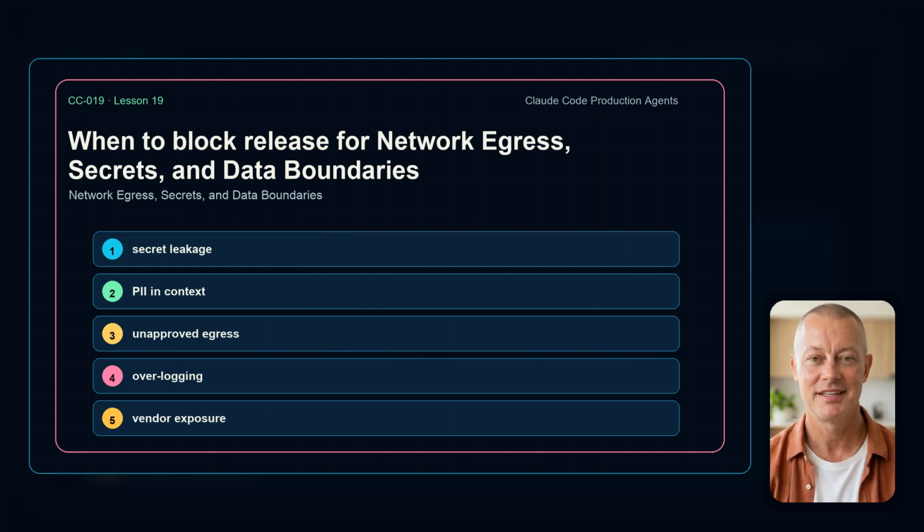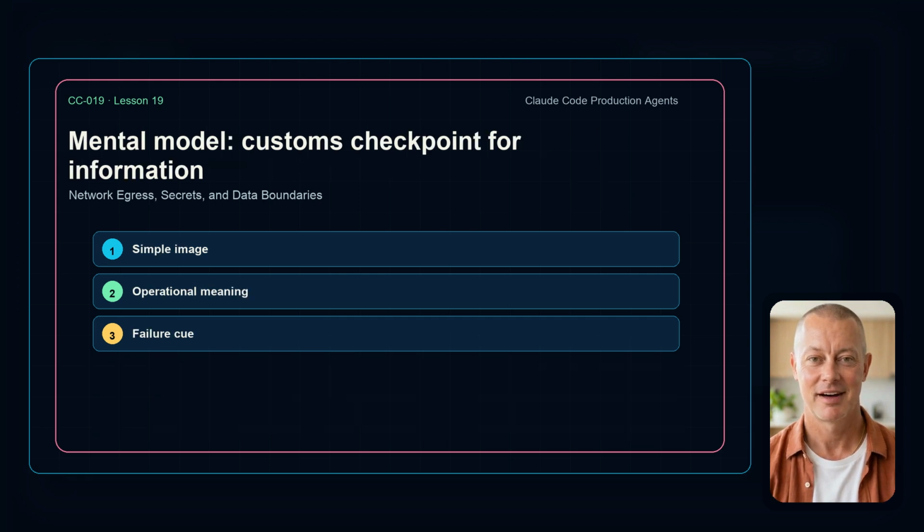Block release when you see these risks: secret leakage, PII in context, unapproved egress, overlogging, vendor exposure. Blocking release is not failure. It is how production teams avoid turning a known weakness into an incident. The aim is not to slow the agent down. The aim is to make speed survivable.